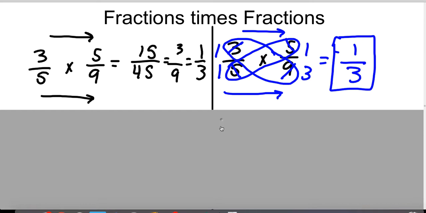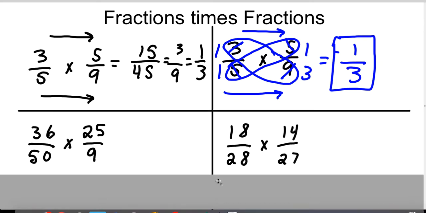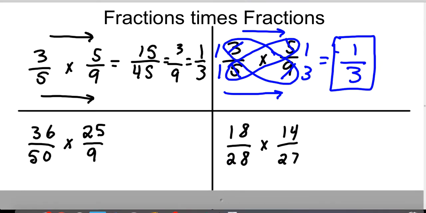Now, to show you the benefits of cross-canceling, I have two other problems that are a little bit more tricky. Now, in the green, I'm going to be solving this problem over here. And I should mention that if you are taking notes, don't worry about changing the color of your markers or anything like that. I'll be fine as long as these notes are in your notebook.